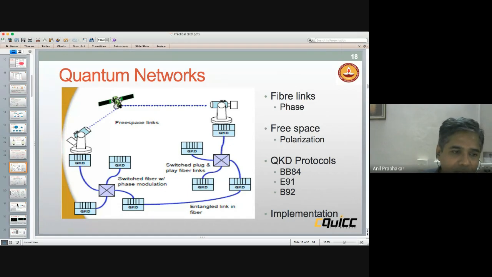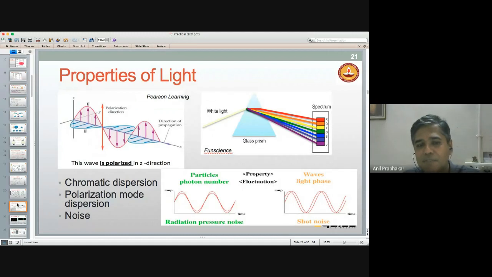To do that, you need to understand some of the properties of light. The properties of light that we find interesting are the polarization, which is this top left diagram, where you have the electric field polarized vertically and the magnetic field polarized horizontally. And the wave is propagating along the x direction out here.